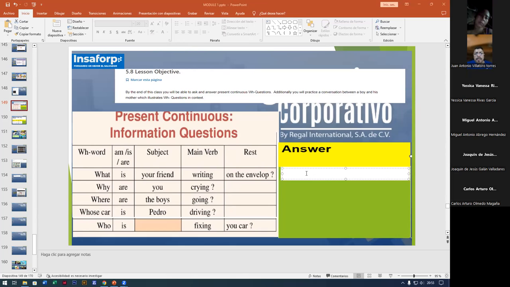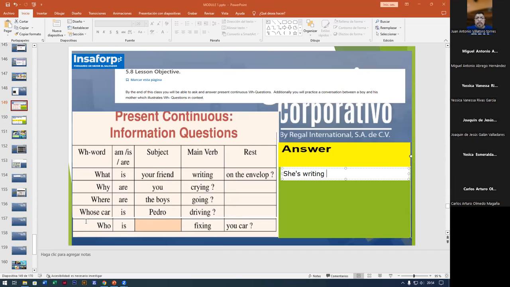So your friend is possible, that is he or she, because it's referring to only one person. So that could be she's, what else? Suppose that is a girl. What else is next? ¿Qué más seguiría? After she's, what is the principal action? She's writing. That's good. She's writing. Writing what? What is it possible to write in an envelope? ¿Qué es posible escribir en un sobre?